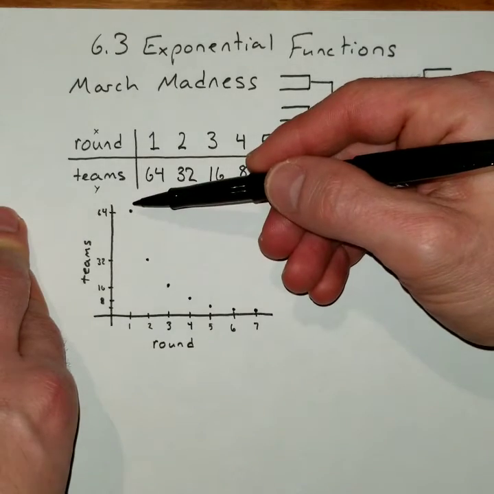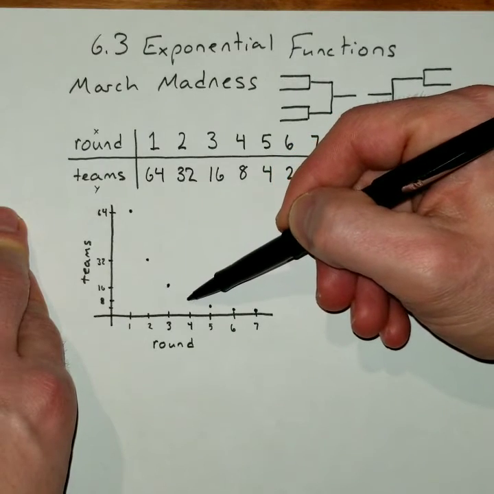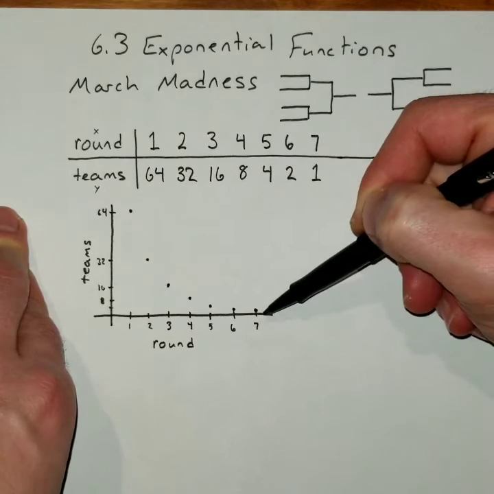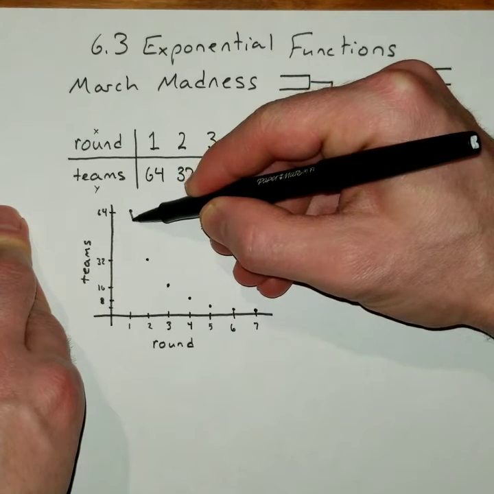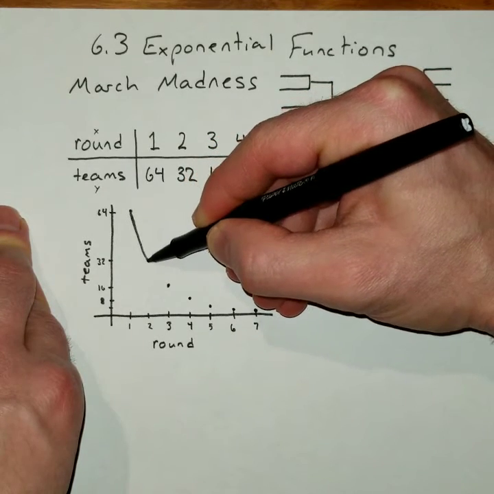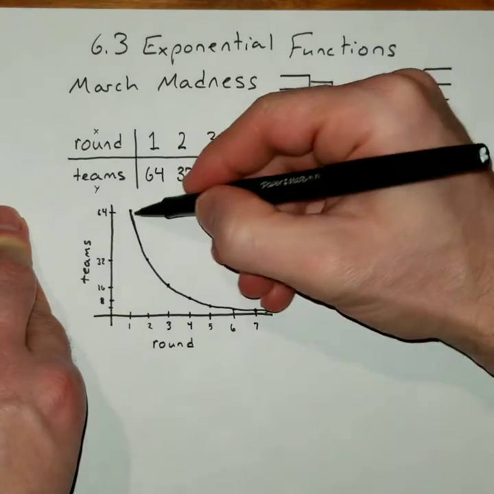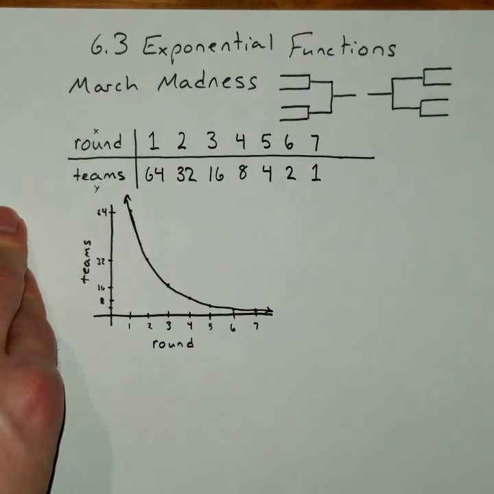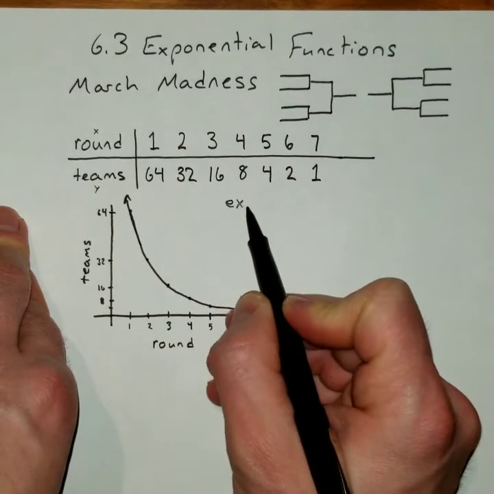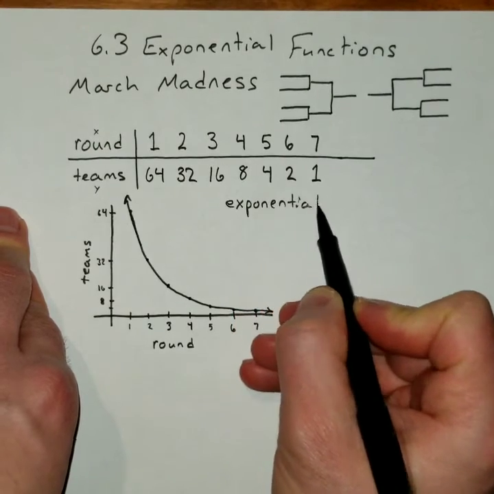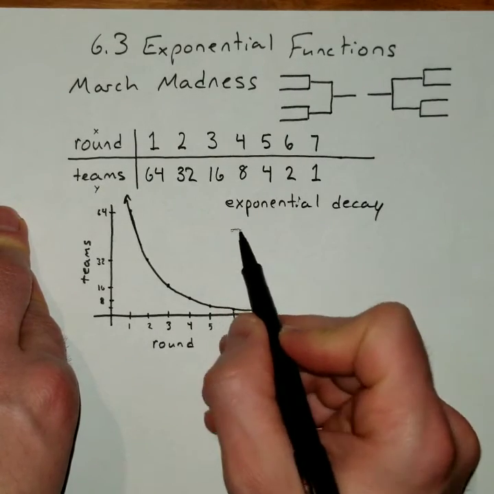The trend seems to be curved. It's a massive drop-off right away. 32 teams off, and then 16 teams off, and then 8 teams off. And each time you go down, you're losing fewer teams, even though you're still cutting it in half. And so if I were to draw this in, we have a pattern or a type of function that we call an exponential function. In fact, because it's decreasing, it's called an exponential decay. And it's called a decay because it is always decreasing.